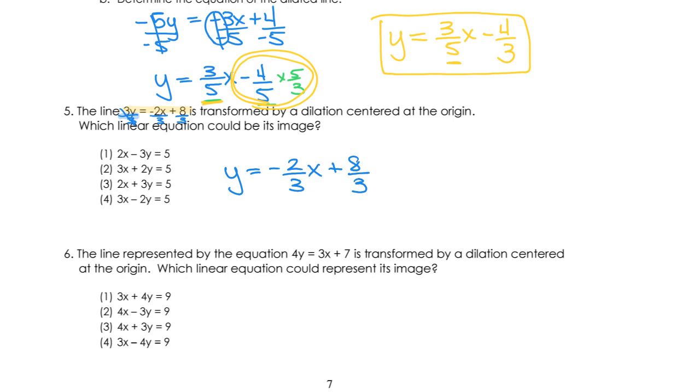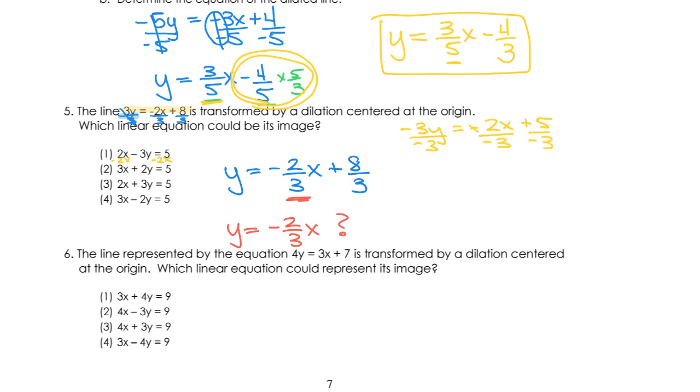Now they didn't tell us the scale factor of the dilation. But we do know that this slope has to stay the same. We just don't know what's down here. So we're looking for which equation gives us negative 2/3. Bad news, all of our equations are not in y equals form, so they made our choices extremely difficult to figure out. We're going to have to get really good at rearranging. So in number 1, if I were to put this into y equals form, my very first thing would be to subtract 2x. And so I would end up with negative 3y equals negative 2x plus 5. I would then divide by negative 3.